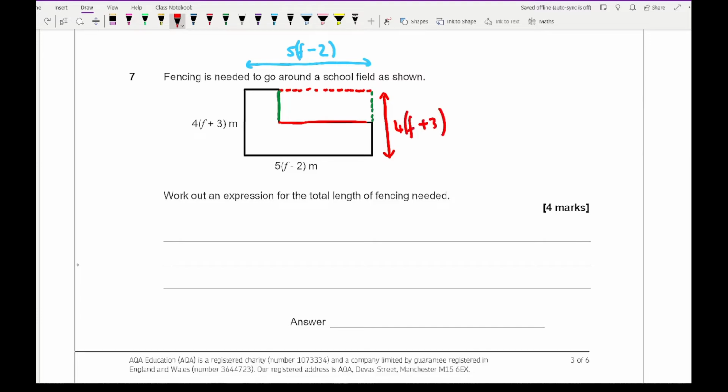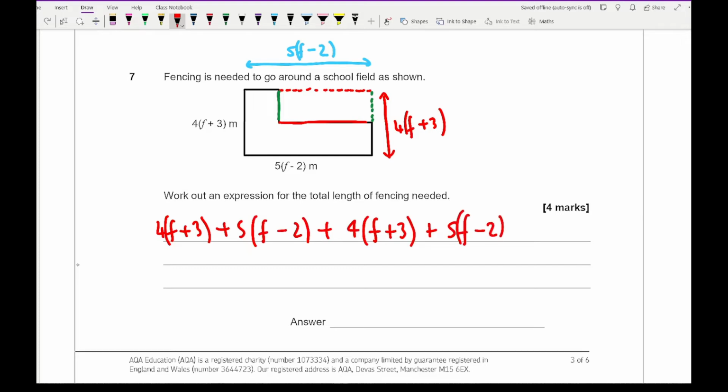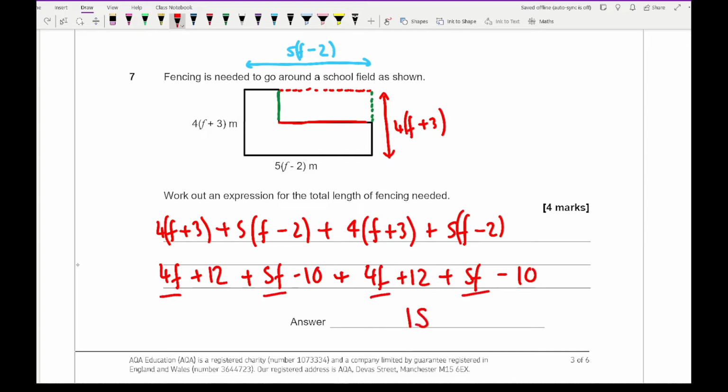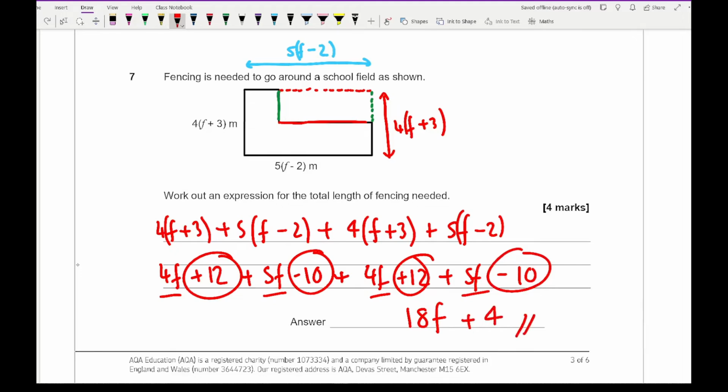Then working out the perimeter of that, well, it's going to be 4f plus 3 plus 5f minus 2 plus 4f plus 3 plus 5f minus 2. And then expanding the brackets out, I get 4f plus 12 plus 5f minus 10 plus 4f plus 12 plus 5f minus 10. And then collecting all the like terms, well, I've got 4 plus 5 plus 4 plus 5 is 18f. I've got 12 minus 10 plus 12 minus 10, which gives me plus 4.